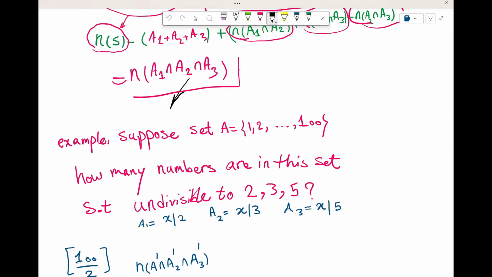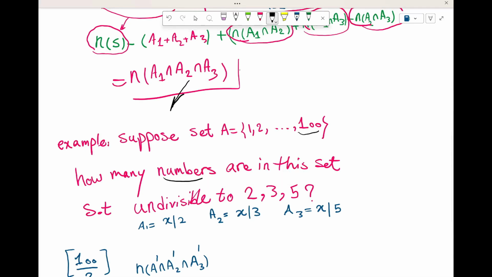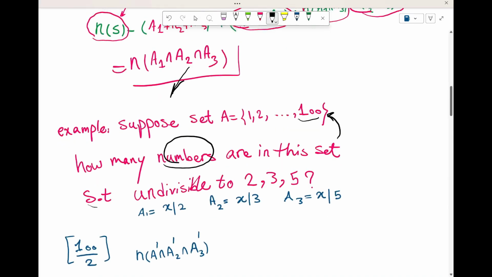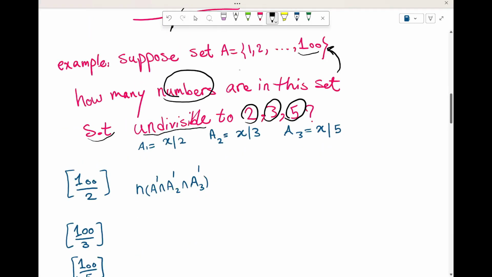Suppose we have the set of numbers from 1 to 100 and we're going to calculate how many numbers in this set are not divisible by 2, 3, and 5. I define three sets. In set A1, all the members are divisible by 2, in A2, all the members are divisible by 3, and in A3, all the members are also divisible by 5. Therefore, we're going to calculate the complement of these sets. Why? Because we're going to find how many members are not divisible by 2, 3 and 5.